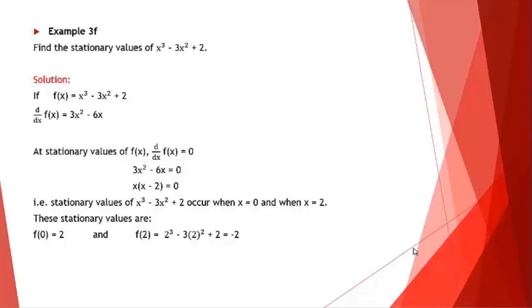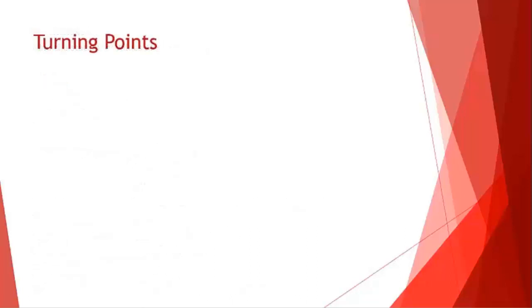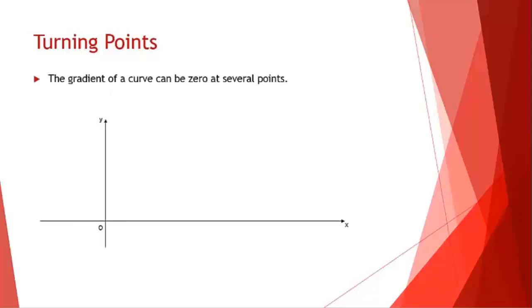So as the stationary values are got at these points, the gradient of y equals f of x is 0 at the points (0, 2) and (2, -2). Turning points. The gradient of a curve can be 0 at several points. The shape of the curve in the immediate neighborhood of one of these points belongs to one of the 3 categories which we are going to discuss now.